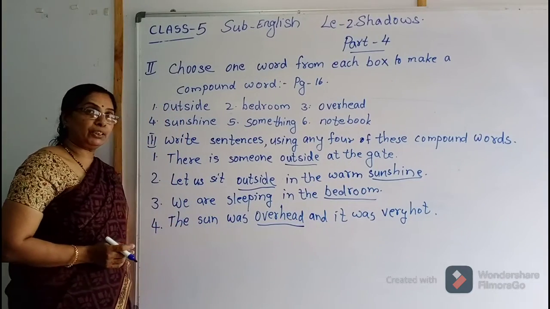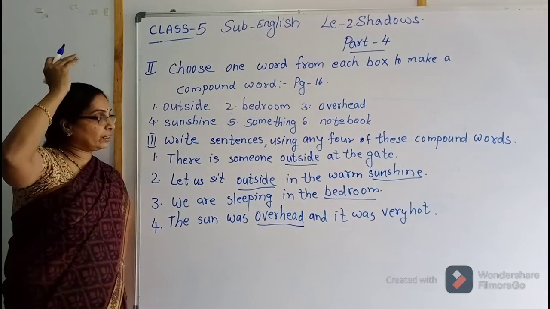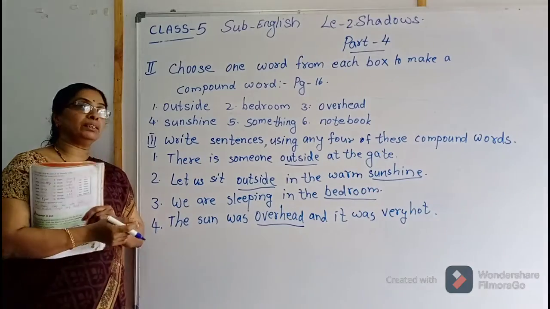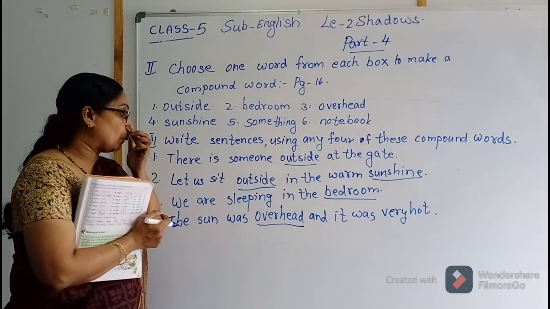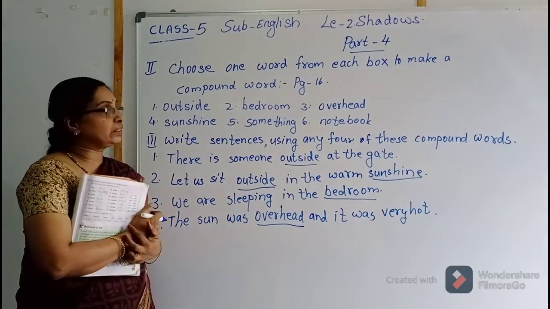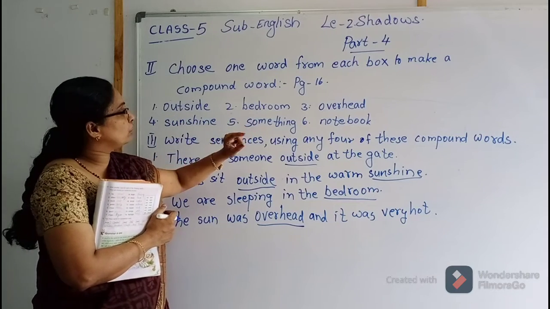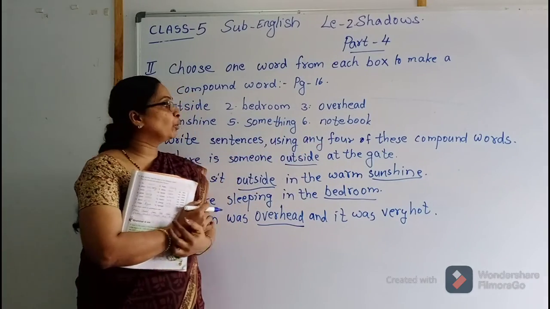In the lesson explanation also we understood that when the sun is overhead, our shadow will be flat, and that will happen in the noon time, isn't it? See here, the sun was overhead and it was very hot. Now we used the 4 words, children: outside, sunshine, bedroom, overhead. Then 2 are left, something and notebook.